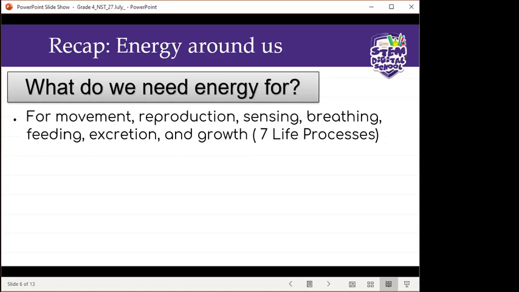Okay, so guys, remember the 7 life processes. If you get a question like this, what do we need energy for, or where do we use the energy, then you would say for movement, for reproduction, for sensing, for breathing, feeding, excretion, as well as growth. All right. So remember just to elaborate on your answers. Okay. Then next question.